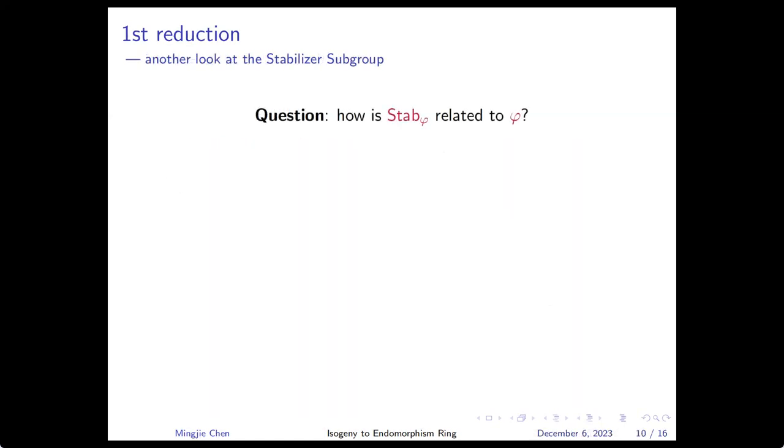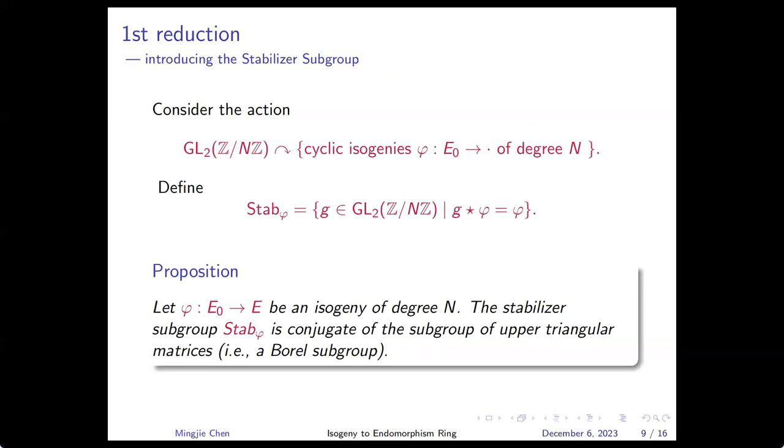So what's special about the stabilizer subgroup? Here is the proposition. If we consider phi to be an isogeny of degree n, then the stabilizer subgroup is the conjugate of the subgroup of upper triangular matrices. So it is a Borel subgroup of the general linear group GL2(Z/nZ). Okay, that's some special property about the stabilizer subgroup.